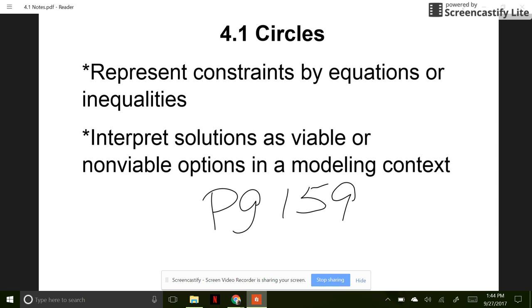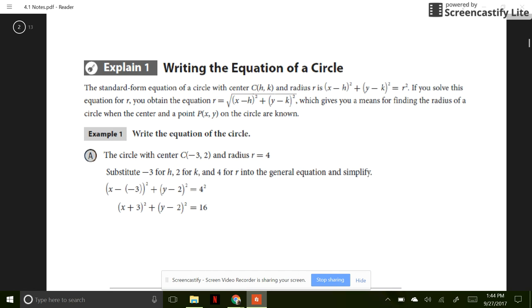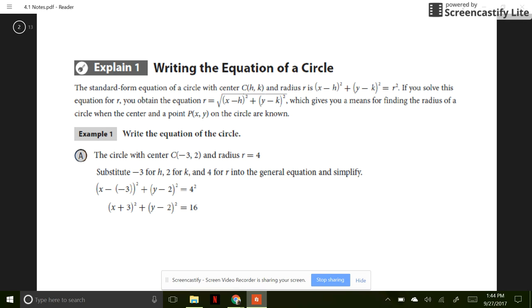So today we're talking about section 4.1, which covers circles and equations of circles, and it starts on page 159. The really important thing here when we're writing the equation of the circle: the standard form of the equation of a circle with center (h, k) and radius r is this equation right here.